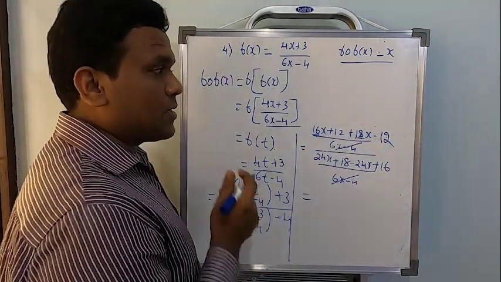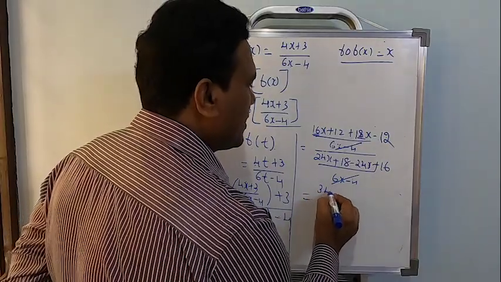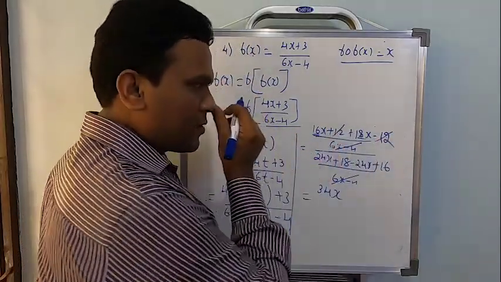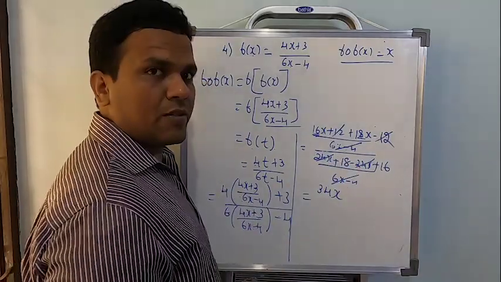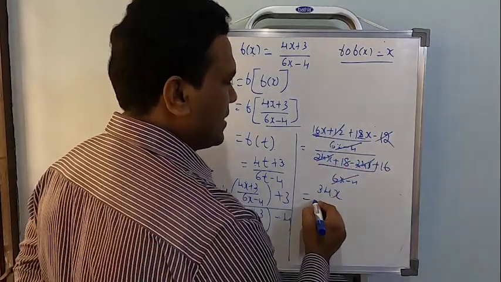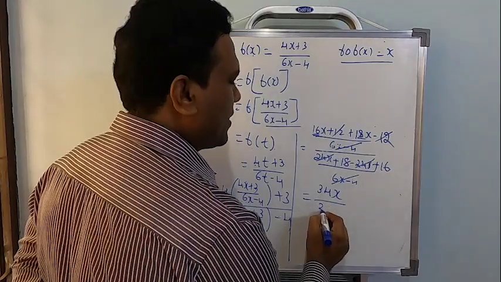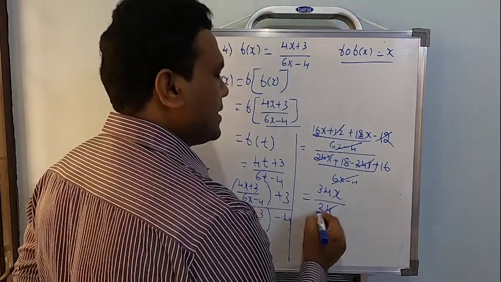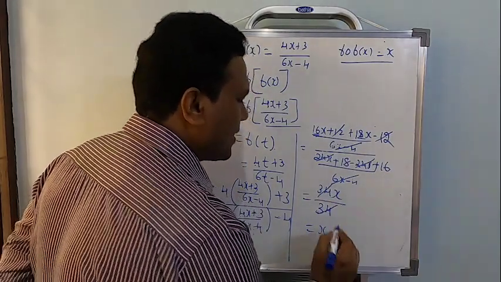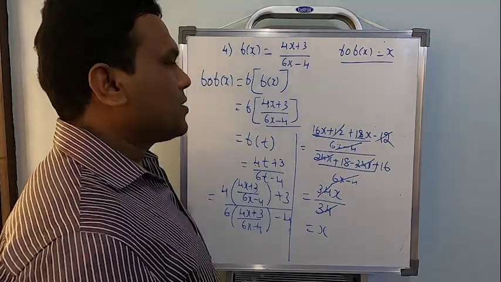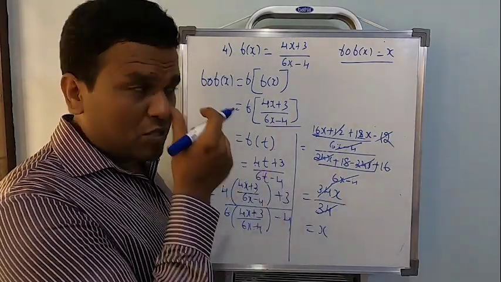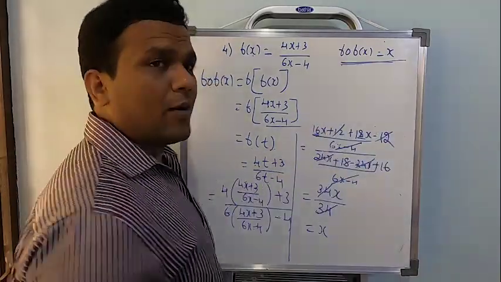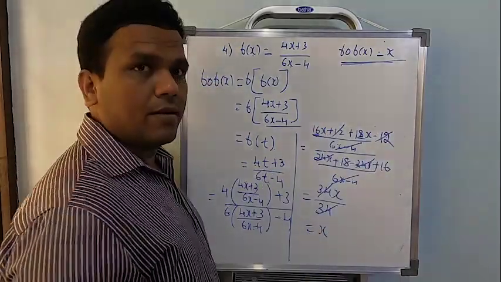And now let me just add up 16 plus 18. 16 plus 18 is how much? So it's going to be 34x, plus 12 minus 12 will be cancelled. And here minus 24x plus 24x will be cancelled. 18 plus 16 is going to be 34. That's it. 34 will be cancelled. What's the remaining? x. So it is just a composition of function, a bit higher version in the composition of function, right? So we wanted this, we got it, right?